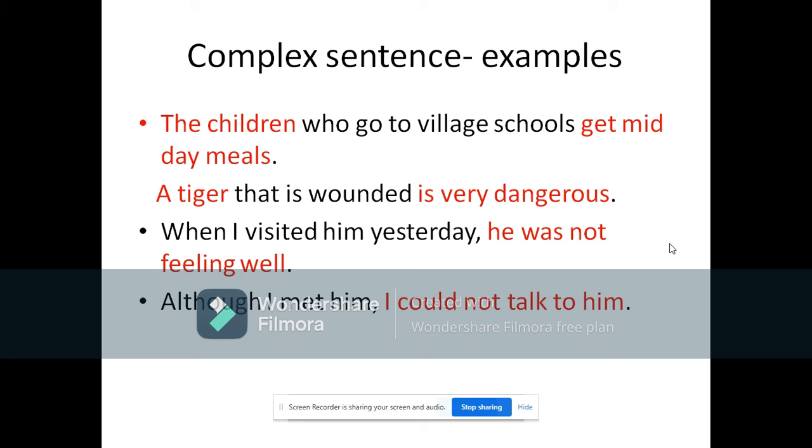Although I met him, I could not talk to him. Here, I could not talk to him, that's the main clause. Although I met him, that is the subordinate clause.